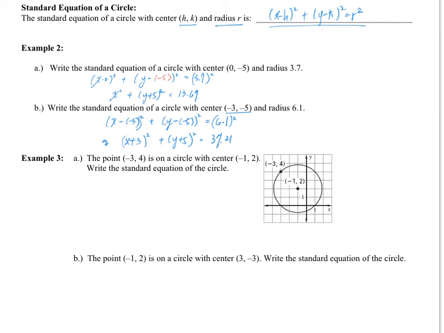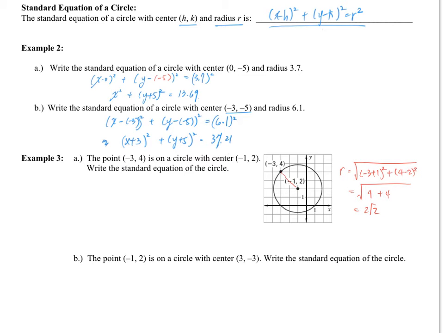Example 3, part A. They give you a point (−3, 4), and it's on the circle with the center (−1, 2). Write the standard equation of the circle. In this case, we need to use the distance formula to find the radius. So the radius equals the square root of (−3 − −1)², so that's plus 1 squared, plus (4 − 2)². So this is going to be 2√2 for the radius.